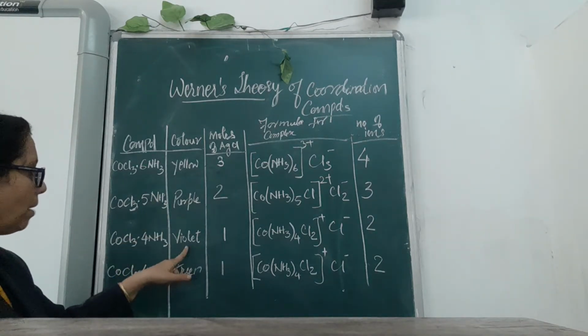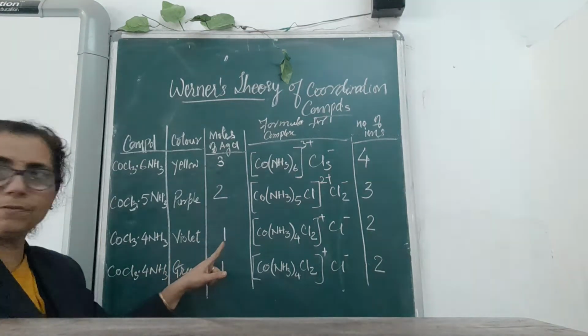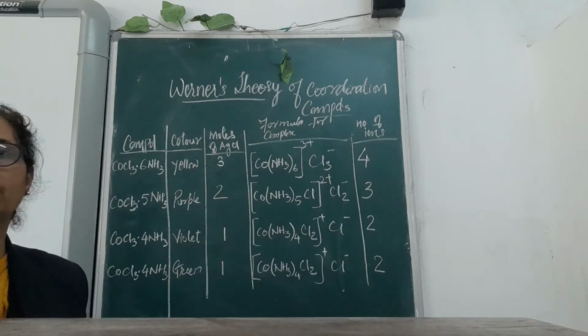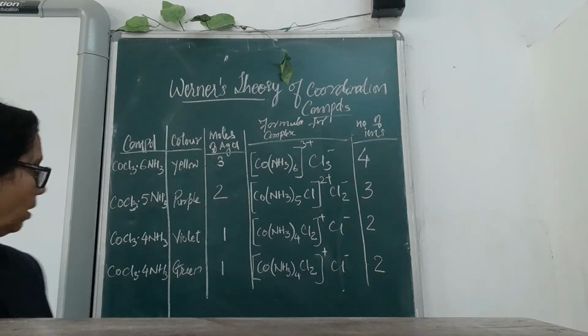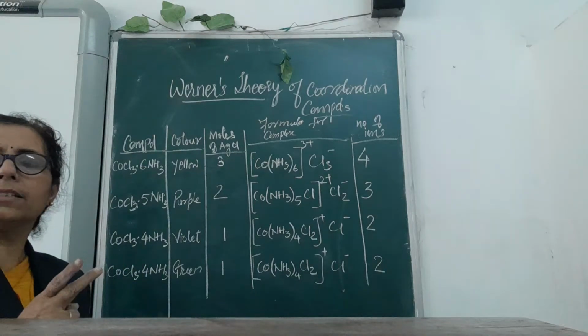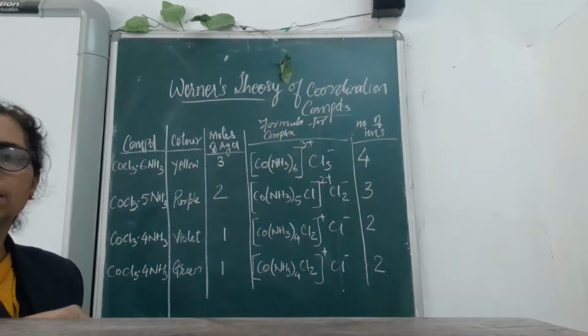Okay, the color of the compound changed. You will notice here that afterwards I will tell you one thing. The number of moles of silver nitrate obtained was 1, because only 4 ammonia and 2 chloride ions have entered from the counter ions place into the complex.